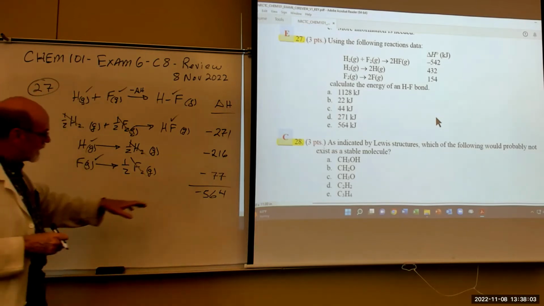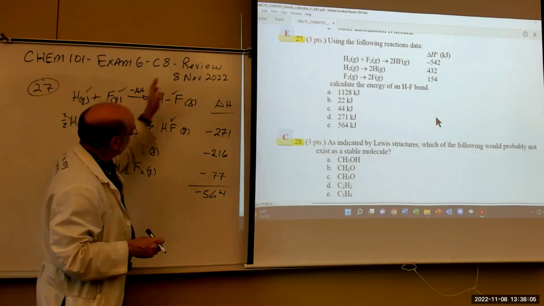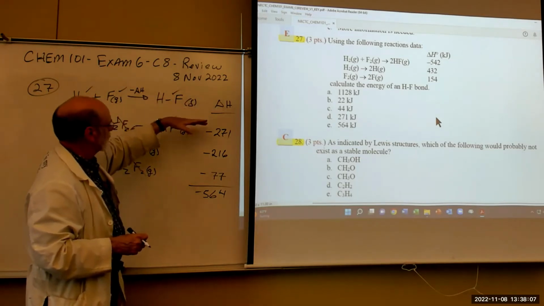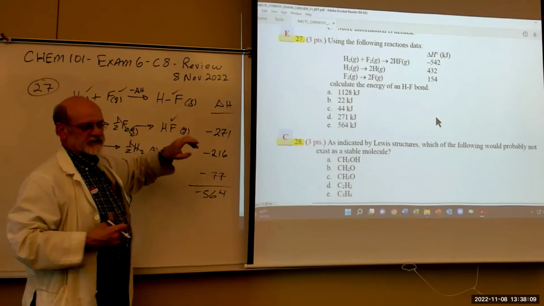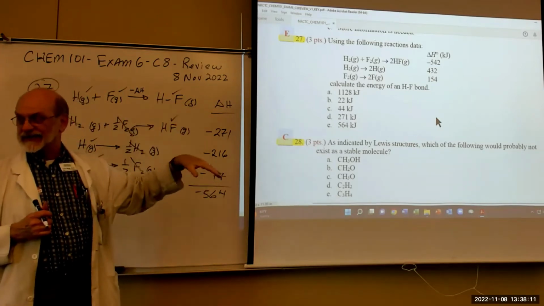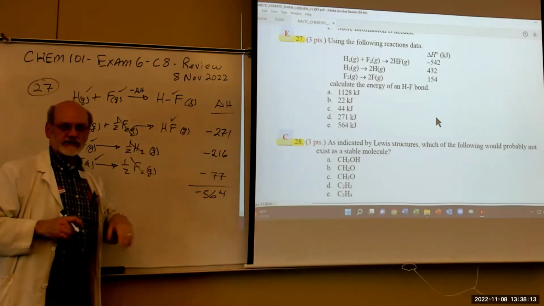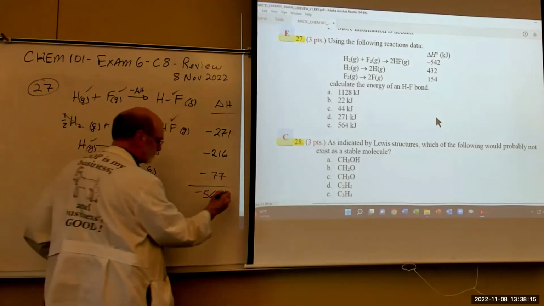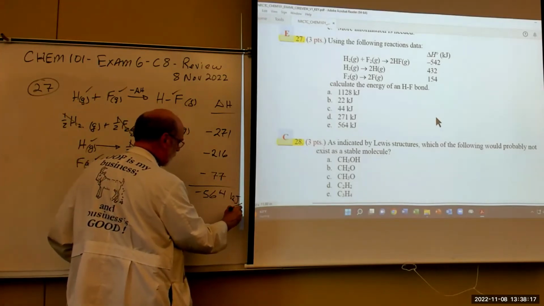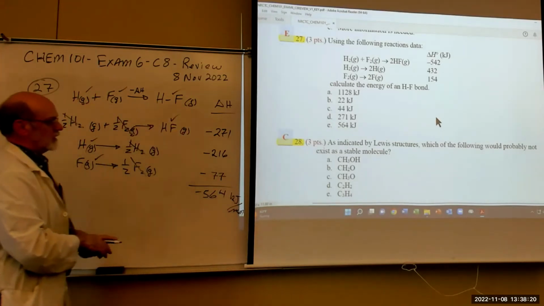That's how much energy you would have to put in here. You get that much out when you do the reaction, but in order to break the bond, it's always in those terms. You've got to put that much energy in to break the bond, 564 kilojoules per mole. Okay.